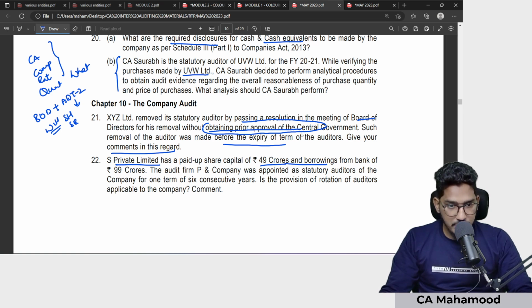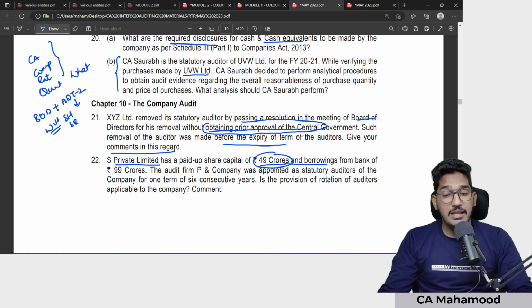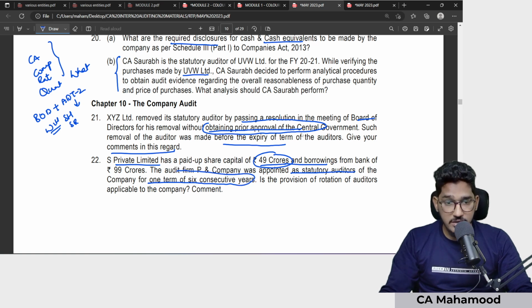Yes, Private Limited has a paid up capital of 49 crores and they have borrowings of 99 crores. The audit firm P and Company was appointed as statutory auditors of the company for one term of 6 consecutive years. Is this appointment valid? Or for this company is the rotation applicable?